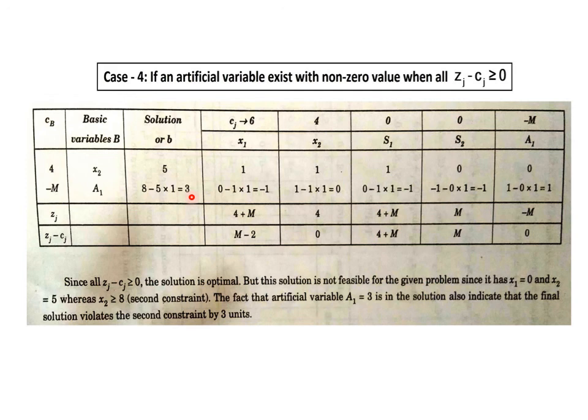And in such a situation, when in the last table, that is when all Zj minus Cj greater than or equal to 0, an artificial variable is there in the basic variables and its value is non-zero, like 3 here, we have to conclude that the given problem has no feasible solution. That is, the solution is not feasible, or we can say the given problem has no feasible solution. That will be the final conclusion for that particular problem.